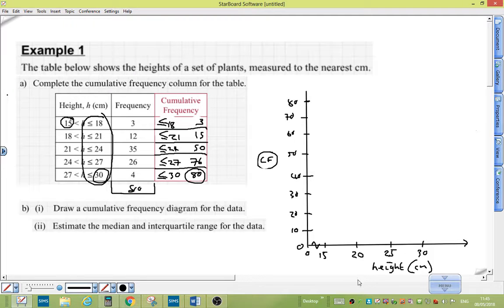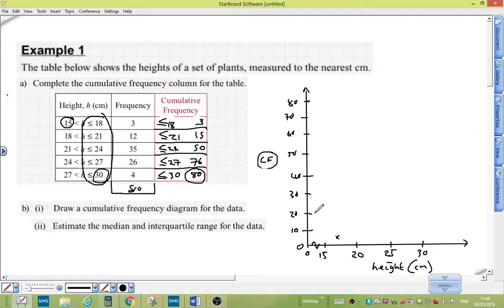So data, always on the bottom. Sometimes we need a heartbeat to skip from 0 to there. Your vertical is always your cumulative frequency, and it needs to go to the amount of people you've got in the survey, or the amount of items. And all we do now is we write these two things here to remind us that at 18, the upper boundary, you plot 3. So at 18, you plot 3.